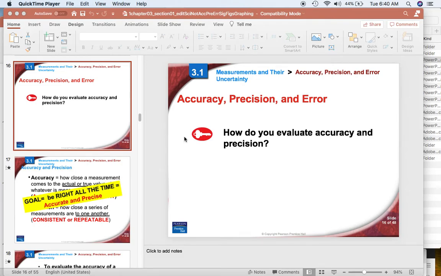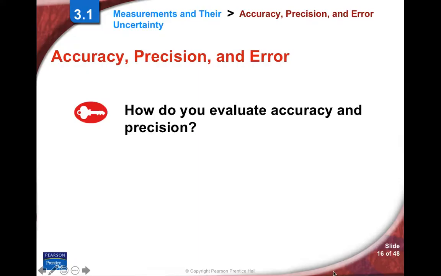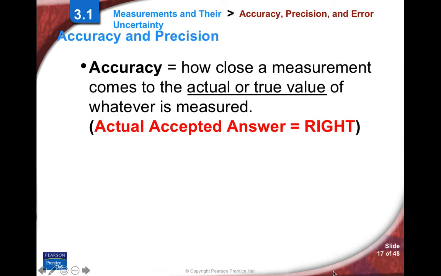Hello again. Let's talk about accuracy, precision, and error. And we're continuing with our discussion on making measurements. So, when you make a measurement, how do you know how good it is? Well, you look at the accuracy and you look at precision.